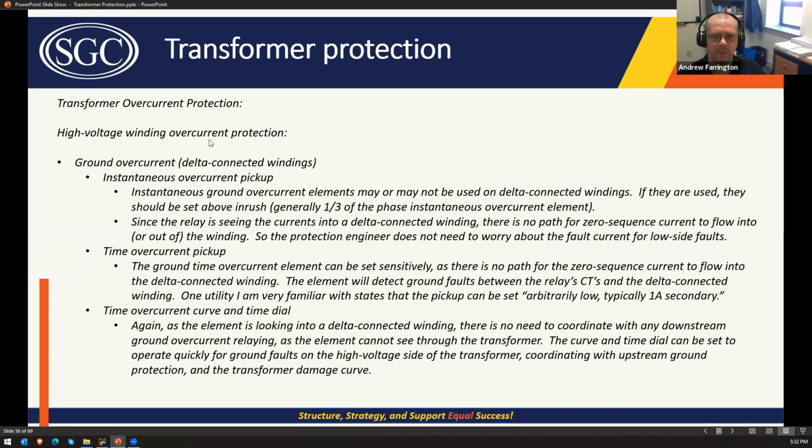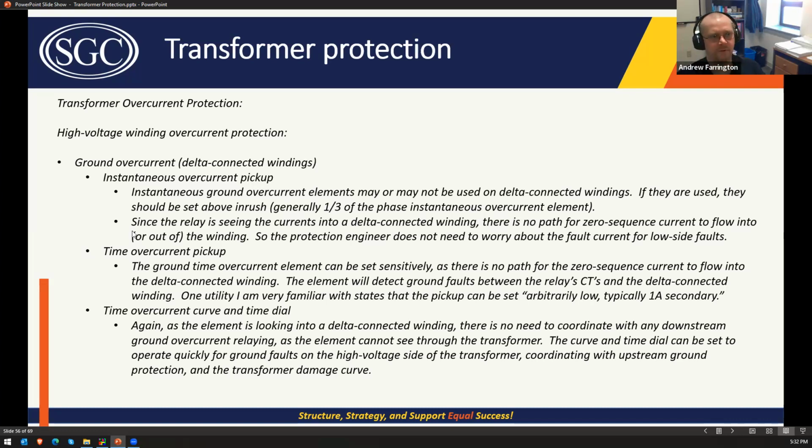For delta connected windings, the instantaneous overcurrent pickup may or may not be used. I like to use them. If they are used, they should be set above inrush, and in general, you estimate the zero sequence inrush to be about a third of the inrush we used for the phase element. So if you use 12 times the OA rating of the transformer for your phase instantaneous element, to make sure that it's above inrush, you'd use like 4 times the OA rating for your ground instantaneous element pickup to make sure you're above inrush.